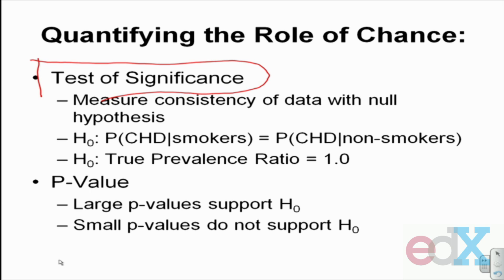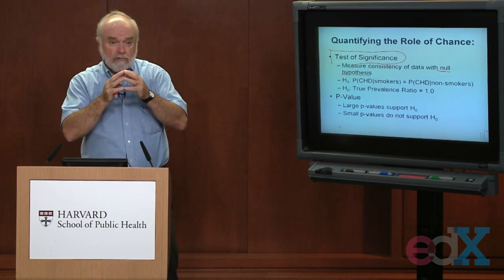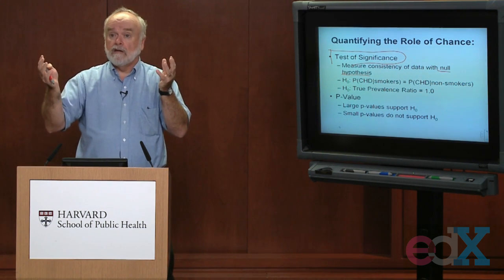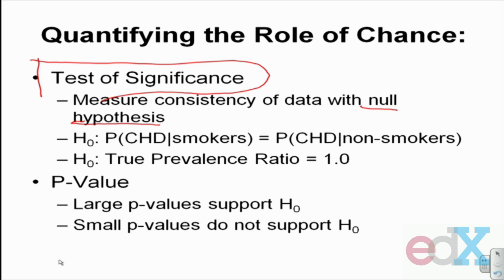A test of significance is a measure of how consistent the data we have is. The data is that 2x2 table we've been looking at with the prevalence ratio of 0.82. How consistent is that with a statement known as the null hypothesis? The null hypothesis says that the prevalence of heart disease in general among smokers is the same as the prevalence of heart disease in general among non-smokers. Meaning, in general, there's no true relationship, no association between smoking status and the existence or non-existence of coronary heart disease. In general, the true value for the prevalence ratio would be 1.0. That's what the null hypothesis states.